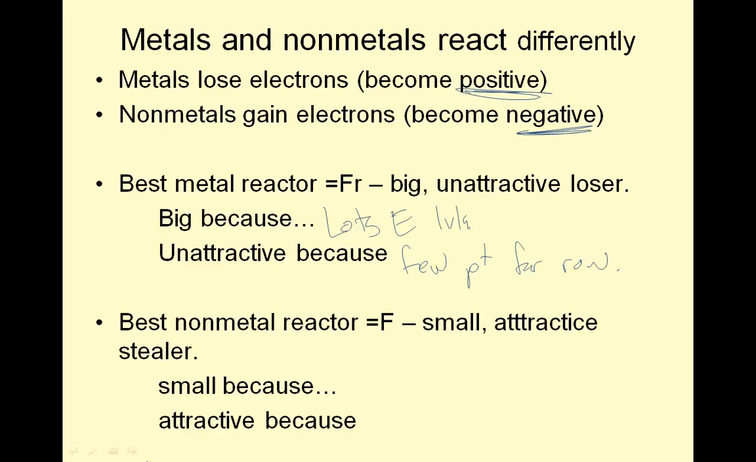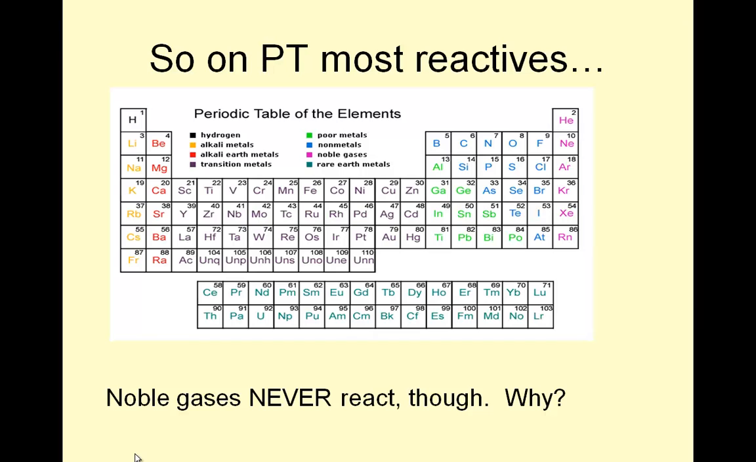Best nonmetal reactor is fluorine. It's a small, attractive stealer, not attractus. I swear I changed that. Small because few energy levels. Attractive because lots of protons. So on the periodic table, the most reactives are here and here. Noble gases never react though. Why? They are full of 8. That's an 8. Full of 8.